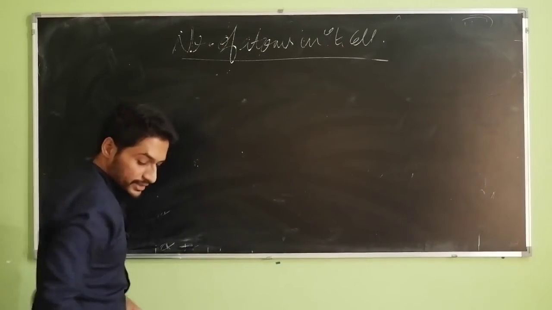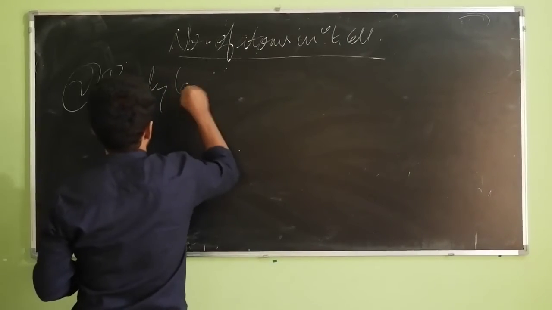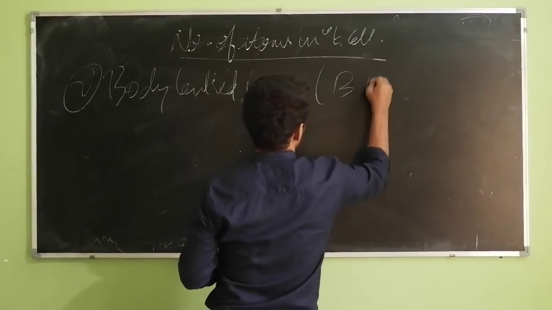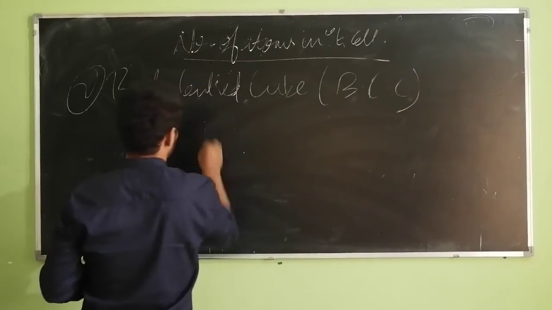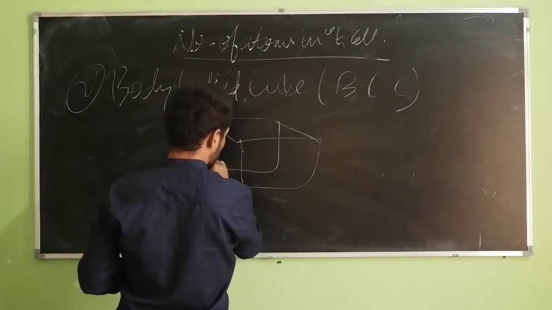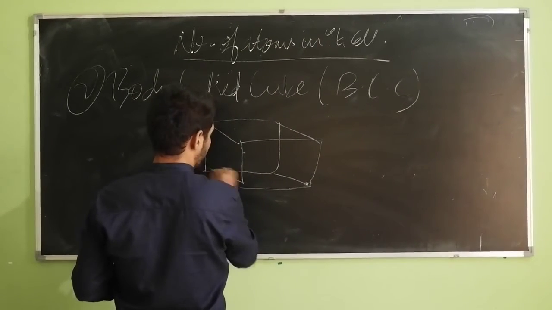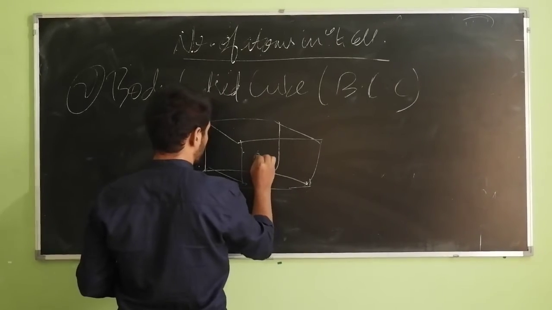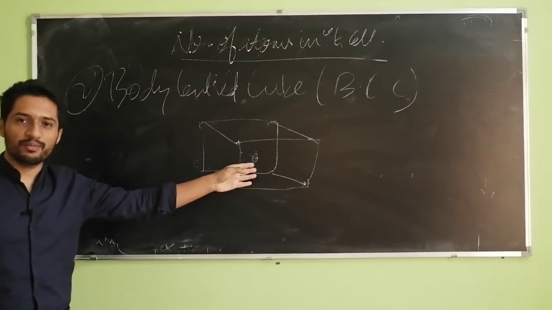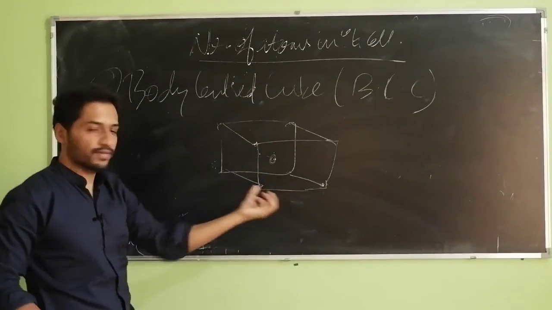Now let's move on to body centered. Body centered cube, BCC is what it is known as. What do we have in BCC? As we discussed before, this is the cube. So we have atoms at the corners, and we have one at the center as well. That's why it is known as body centered, because there is an atom at the center as well.